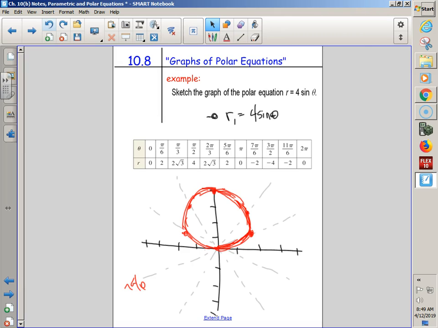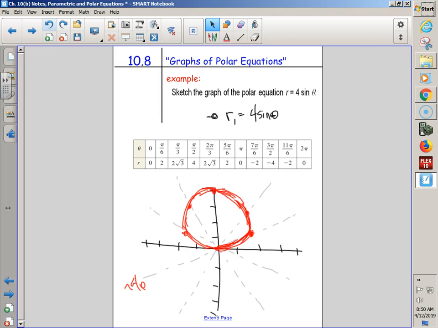How does that help? How many thetas did we need to get this whole graph? Did we need 0 to 2 pi? No, because it went around twice. We actually only needed half of the normal period. We only needed 0 to pi. Now, is it bad that we went to 2 pi? No, it was fine. But did we need our table to go that far? Because what did it start doing?